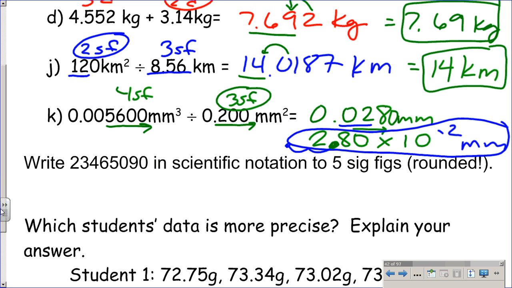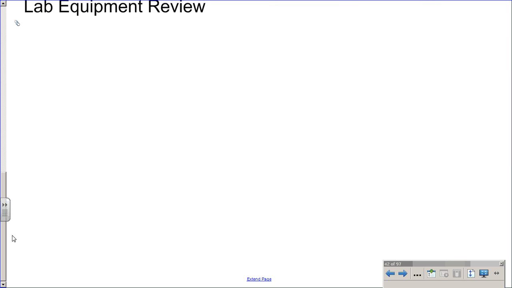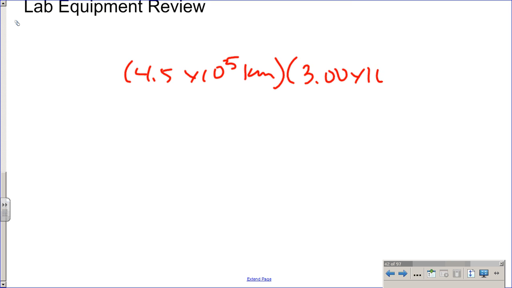Okay, so others on number 4 that you are just not sure on? Yeah, Maggie. H. You have to tell me your number because I don't have my calculation on this sheet. So H was 4.5 times 10 to the 5th kilometers times 3.00 times 10 to the 3rd kilometers. Okay, so what did you get when you multiplied? Like the full number when you multiplied? Oh, okay. Anybody? I got you here if you don't.